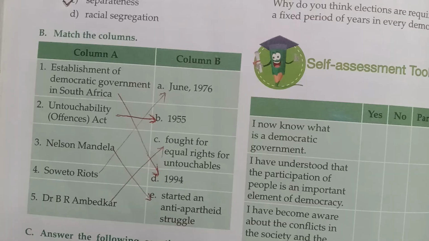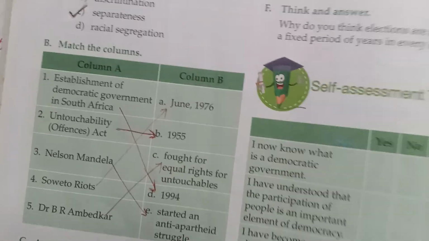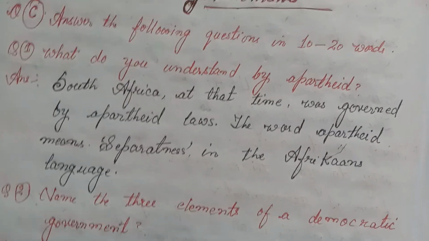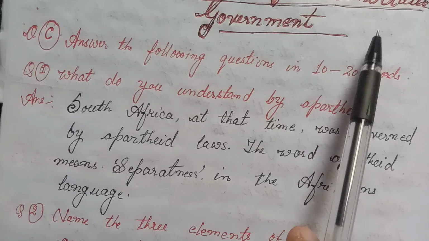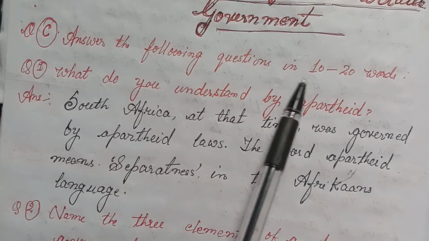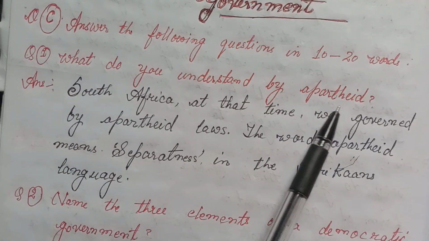Okay student, I have done some questions in the book. After that, question answers in the notebook. Chapter 4 in Civics Class 6, Elements of a Democratic Government. C. Answer the following questions in 10 to 20 words. First, what do you understand by apartheid?